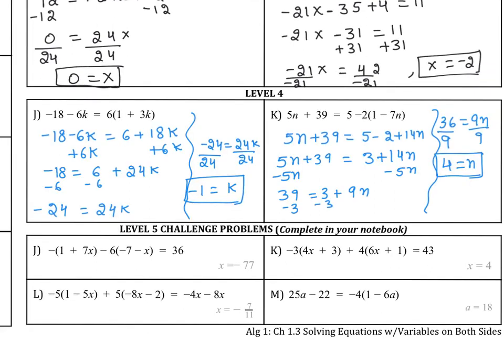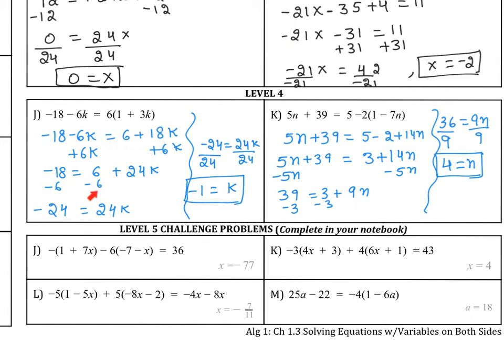For letter J here, negative 8 minus negative 6k equals 6 times 1 plus 3k. Distribute that 6 inside. 6 times 1 is 6, and 6 times 3k is 18k. Now bring the variables to one side and the numbers to the other side. Add 6k on both sides. 18k plus 6k is 24k. On this side, the 6 and 6 cancel. So you're left with negative 18 equals 6 plus 24k.